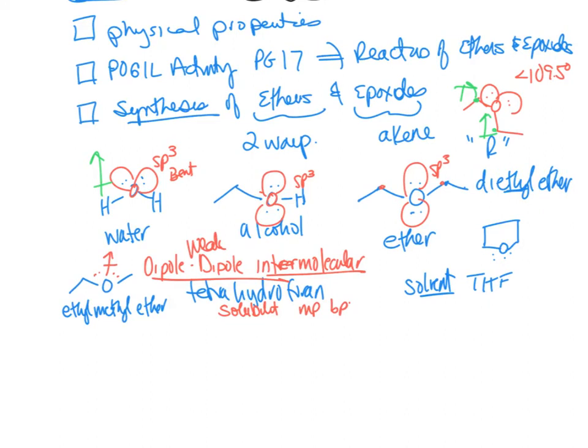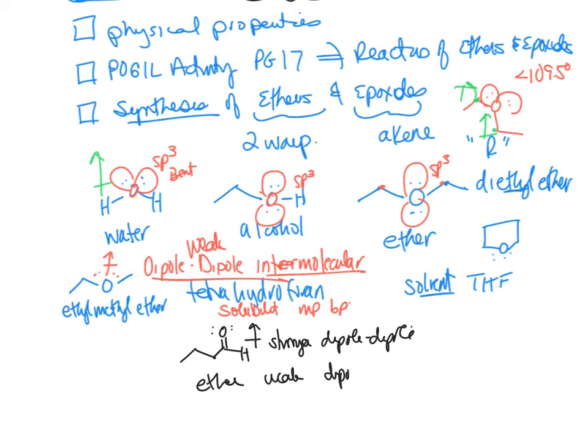So like if you have an aldehyde or a ketone, that's going to have a carbonyl, which has a stronger dipole interaction. Okay, so ethers are considered weak dipole, and so that means a compound with the same molecular weight would have a lower boiling point or melting point.